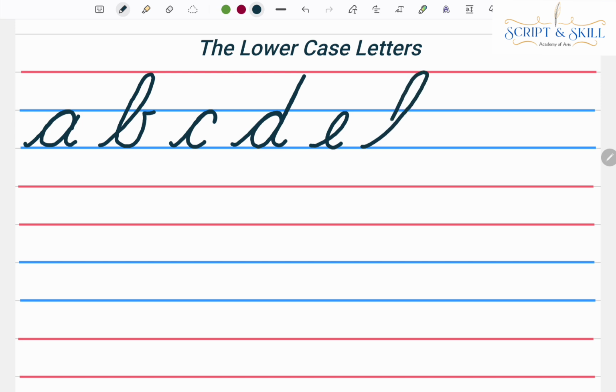If you want to know how to write these letters and the mistakes that you must avoid while writing these letters, check my playlist on mastering cursive handwriting, the lowercase letters, to learn each letter separately.